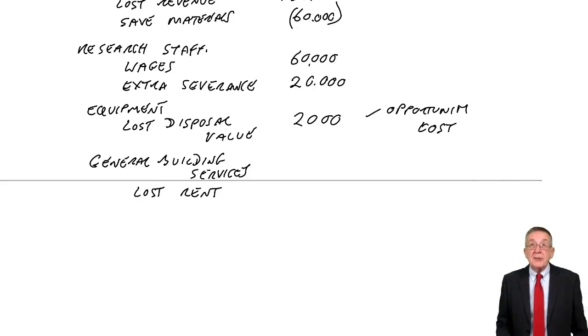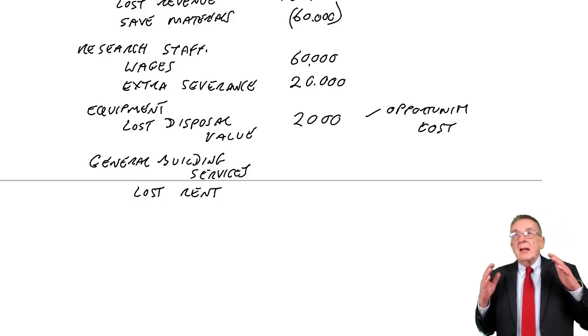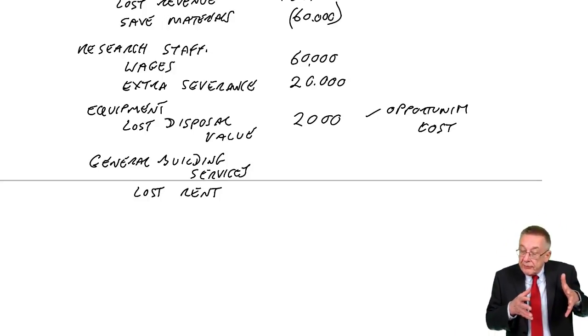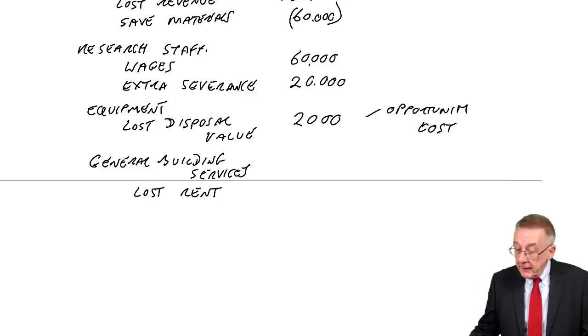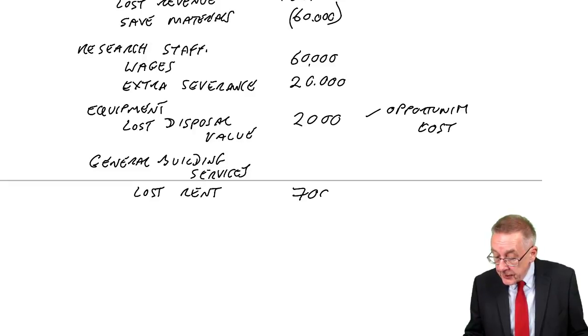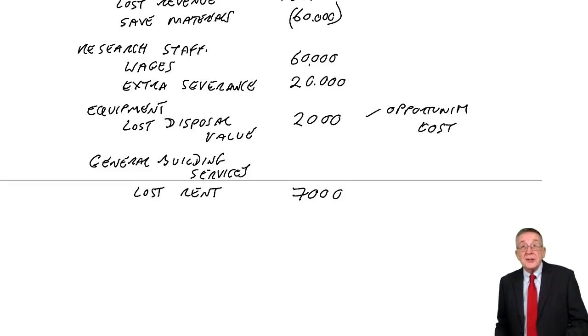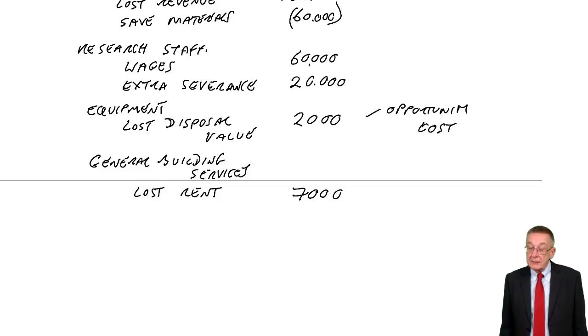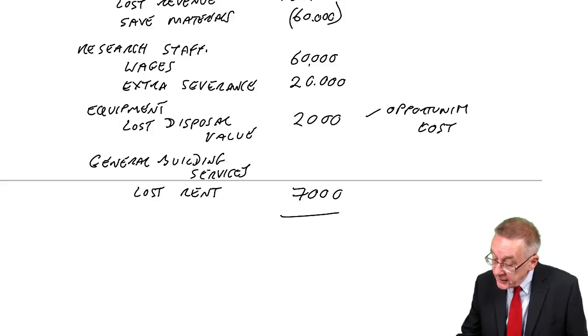The project, remember, lasts for a year. If we don't do the project, we could have received £7,000 rent. Doing the project, we won't receive it. We lose £7,000 we could have had. An opportunity cost. It's therefore a cost of doing the project. So we've been through all the costs. Let's now add them up.